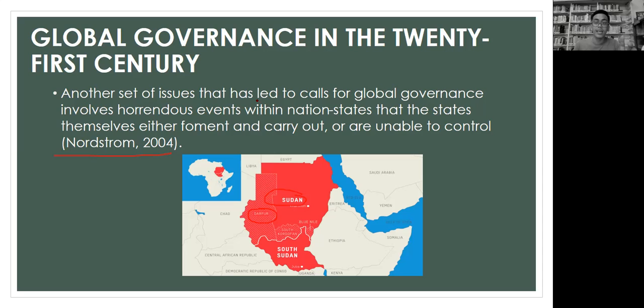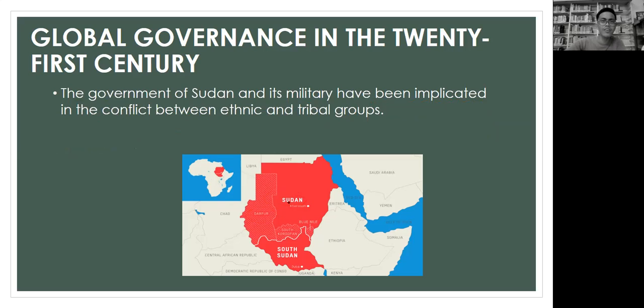It led to calls for global governance involving horrendous events within a nation state that the states themselves either foment or carry out or are unable to control. That is my example, Darfur in Sudan, where hundreds of thousands of people have been killed and millions displaced, and the lives of many disrupted in a conflict dated back to 2003. The government of Sudan and its military have been implicated in the conflict between ethnic and tribal groups. And the Sudanese government has been resistant to outside interference in its internal affairs.